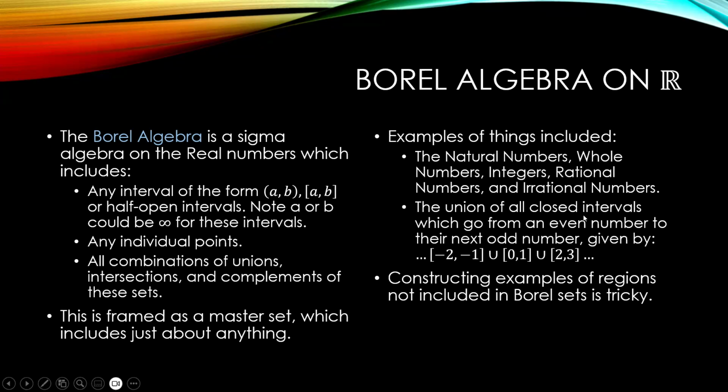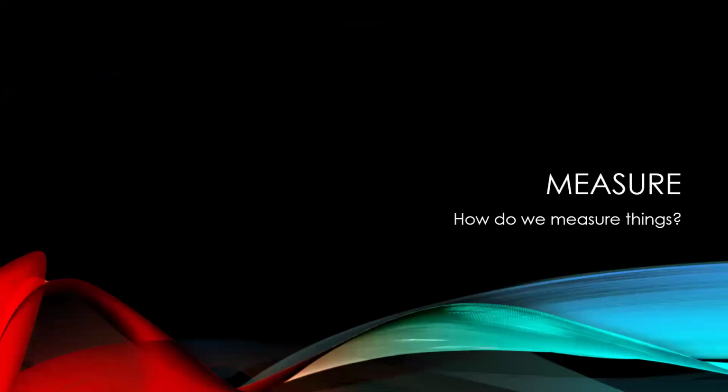But also things like the union of all closed intervals which go from even numbers to their next odd numbers would be included in this Borel algebra. Really, it's difficult to come up with examples of things which are not included in the Borel algebra. It's totally possible. I'd go and start looking at a Cantor set or something. But for now, it's tricky to try and visualize what things might not be included. So we have a sigma algebra which we can use in general for the reals. We can cut up the reals however we want, and it will be okay. Now that we have the idea of this highly structured set, how do we measure things?